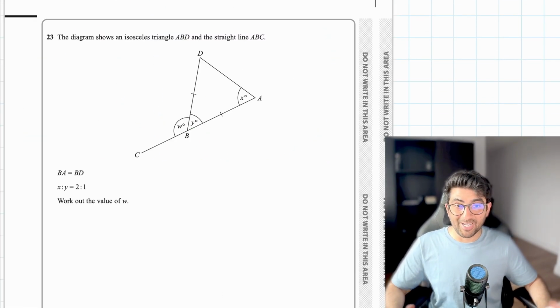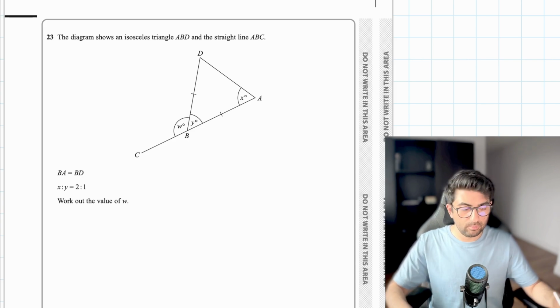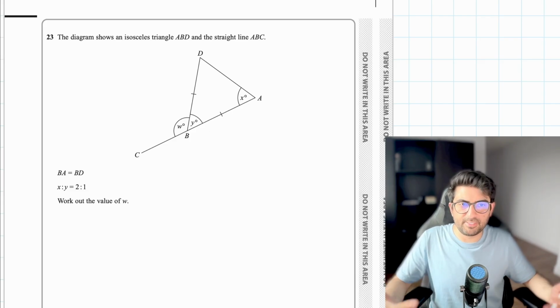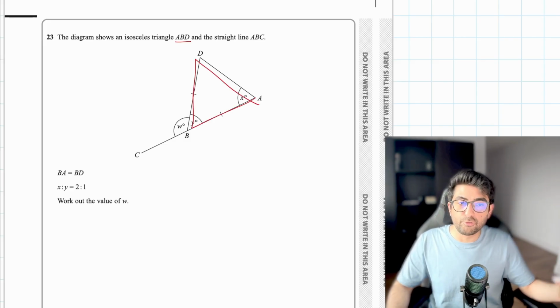Question 23. The diagram shows an isosceles triangle ABD and a straight line ABC. It tells us that BA is equal to BD. XY is 2 to 1. Work out the value of W. Okay, so let's start by understanding the question. ABD is a triangle. Where is that? ABD. Okay, I understand where the triangle is.